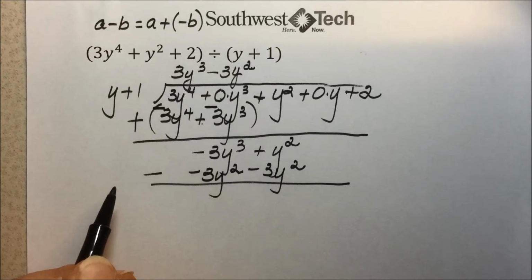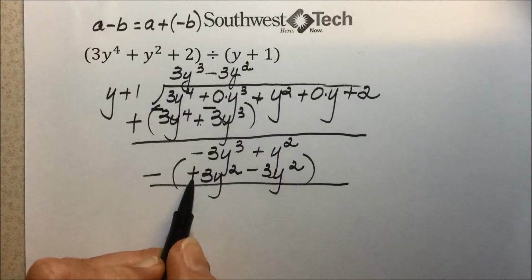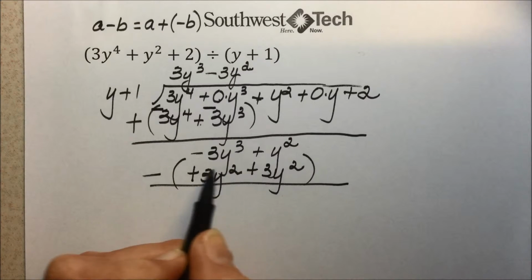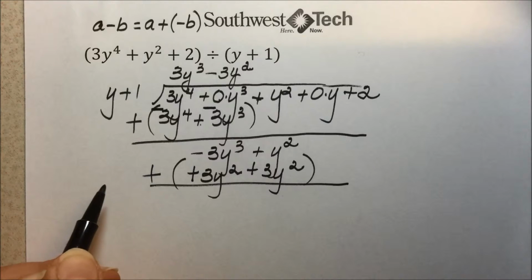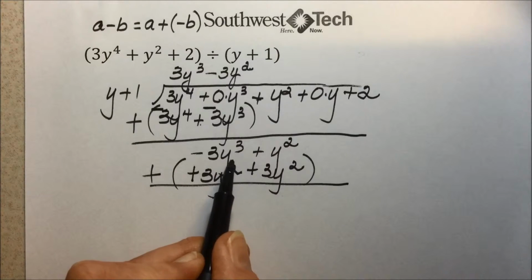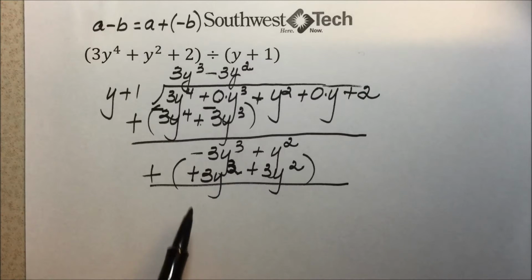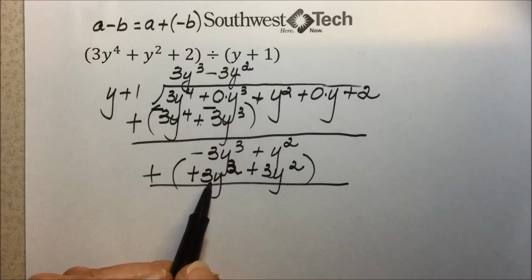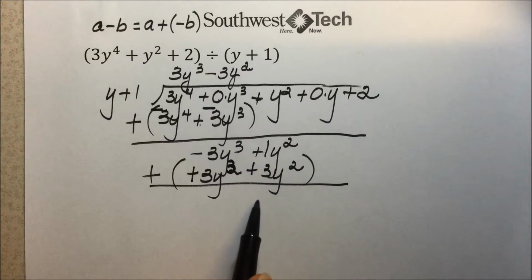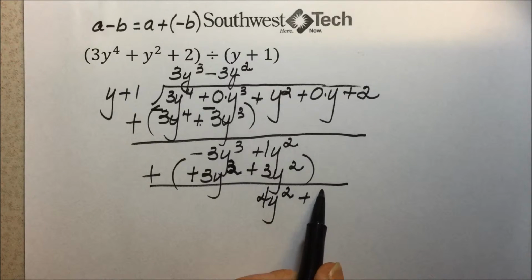We're subtracting. Subtraction is the same as adding the opposite. We have a negative, so we'll turn it into a positive. We have a negative, so we turn it into a positive. We have changed the signs to the opposite, and we're ready to add. Negative 3y to the third, this should be to the third. I didn't say that right when I multiplied it here. We had y squared times y is y to the third. My bad. Adding these together cancels out, that's the goal. 1y squared plus 3y squared gives us 4y squared, and we're ready to bring down the next term.